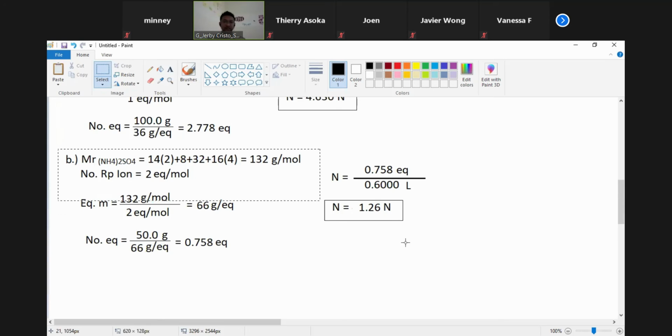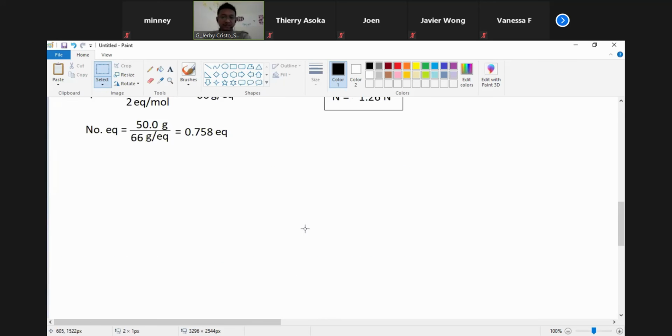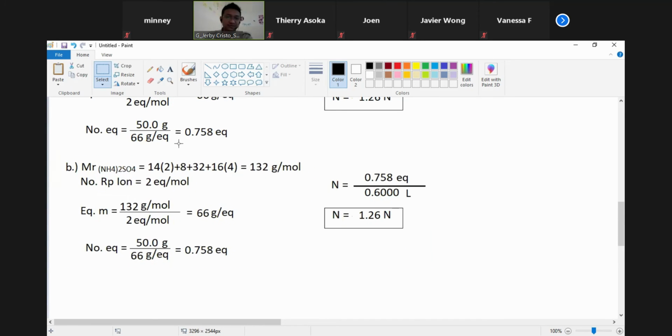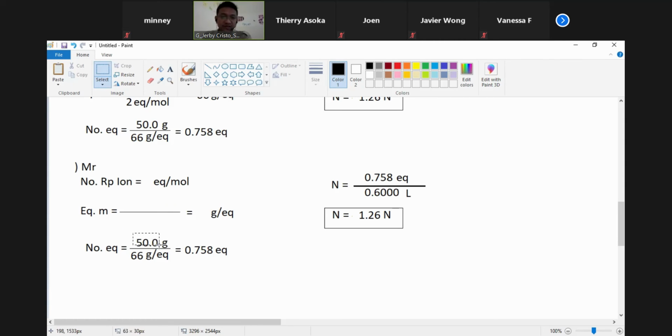Okay, and finally we have letter C. So let's just use the same mechanics of solution. So what's the substance in C? Sodium hydroxide, and we are asked to find the normality. How many grams of sodium hydroxide is given? 30 grams.